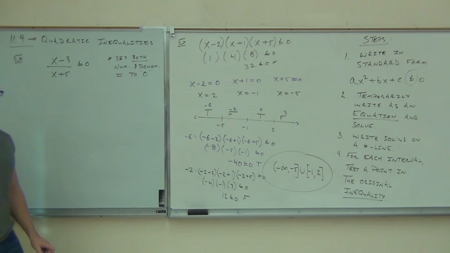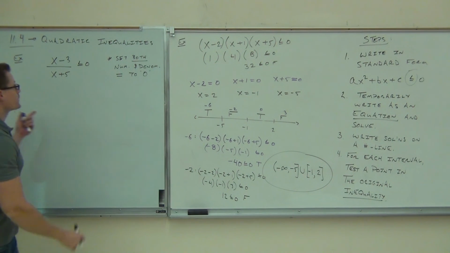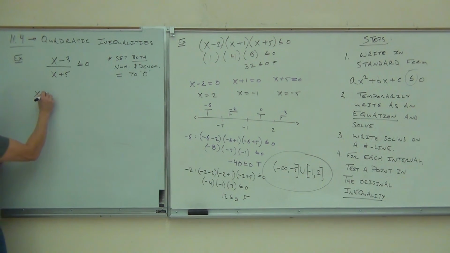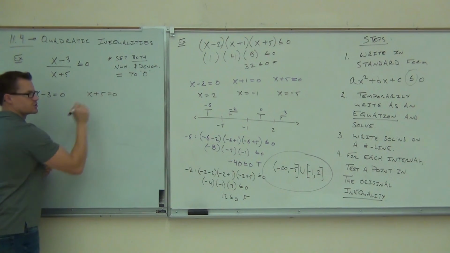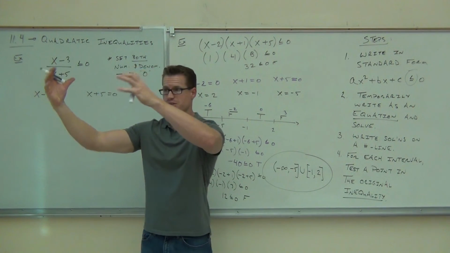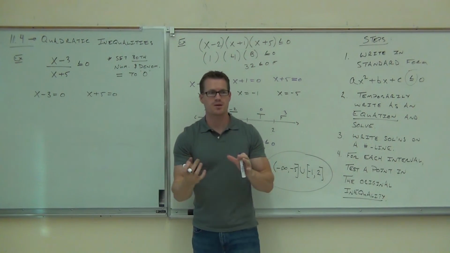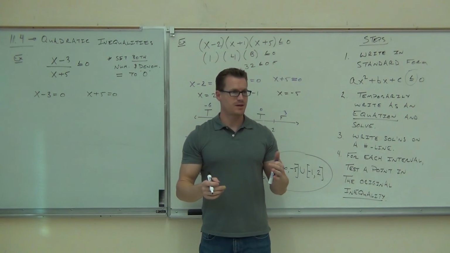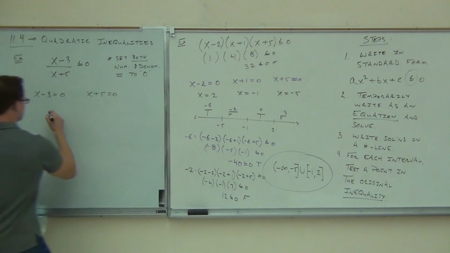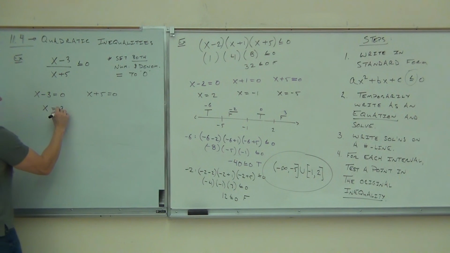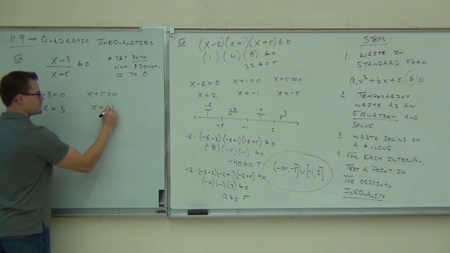Set both the numerator and denominator equal to 0. What that means is we're going to get x minus 3 equals 0, and x plus 5 equals 0. Do you notice how I'm just setting the top equal to 0, and the bottom equal to 0? You with me? Can you solve those? Yeah, absolutely. This is going to give you a 3. This is going to give you a negative 5.